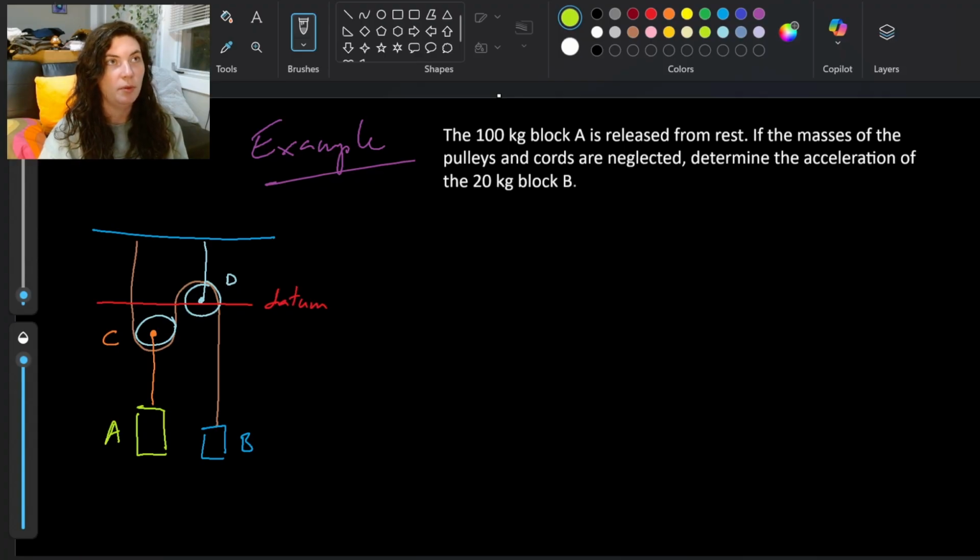We've got a 100 kilogram block A that's released from rest. The masses of the pulleys and cords are neglected. Determine the acceleration of the 20 kilogram block B.